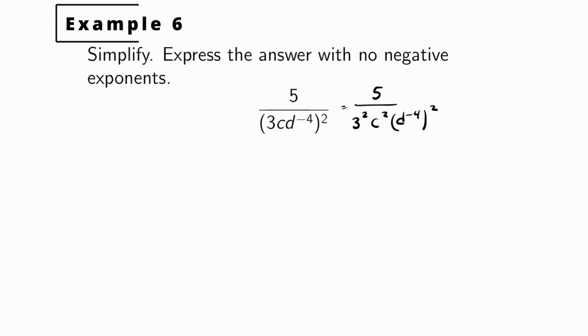Okay. Now we can simplify this a bit using the power property here. We get 5. Okay. We get 3 squared is 9. We still have c squared, and then d to the negative 4 to the second power will be d to the negative 8, right? Because negative 4 times 2 is negative 8. And then the last thing to do, so that we have no negative exponents, will be to just move this into the numerator by changing its sign. So that will give us 5d to the 8th over 9c squared.